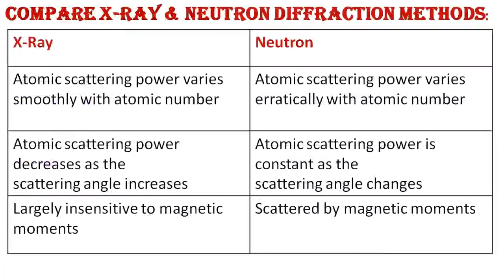Next one is the comparison between X-ray and neutron diffraction methods. In X-ray, atomic scattering power varies smoothly with atomic number. In neutron, atomic scattering power varies erratically with atomic number. In X-ray, atomic scattering power decreases as the scattering angle increases. In neutron, atomic scattering power is constant as the scattering angle changes. In X-ray, magnetic moments largely do not affect intensity, while in neutrons, the beams are scattered by magnetic moments.